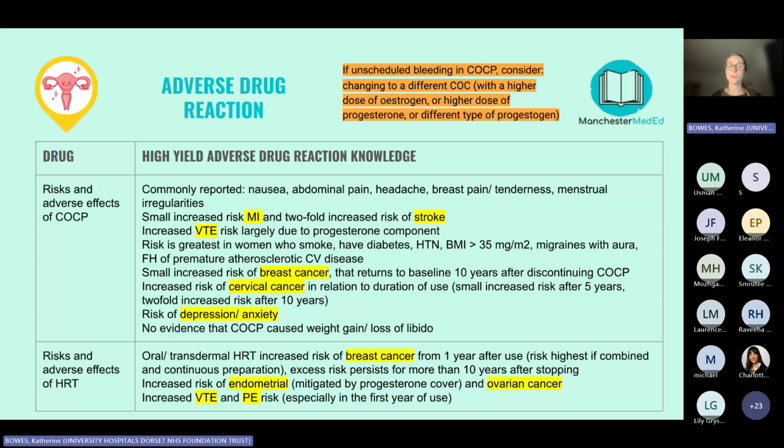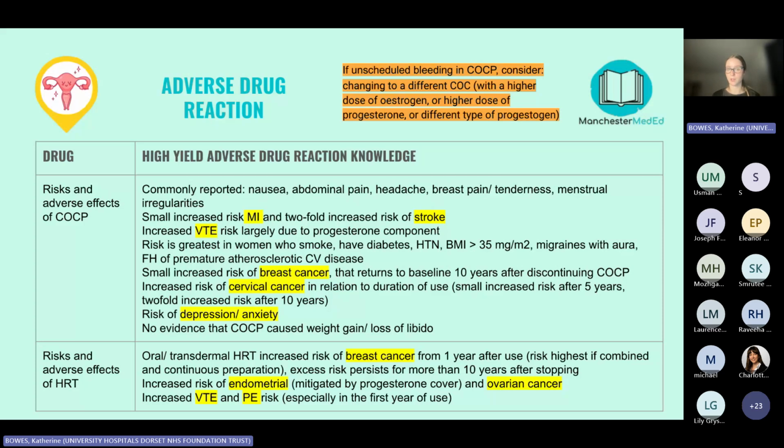And then you've also got an increased risk of cervical cancer with use of the combined pill. And you get that increased risk after 5 years of use of the combined pill. There's also some mood side effects to be aware of with the combined pill, but there's no evidence that it causes weight gain or loss of libido. So hopefully that's a good summary for you.